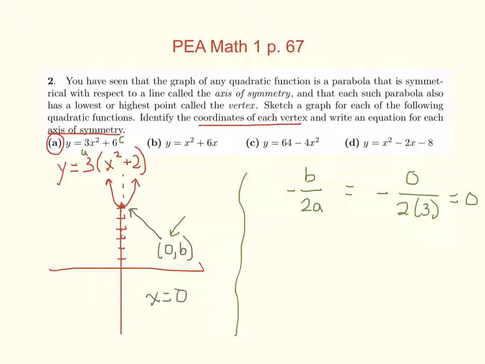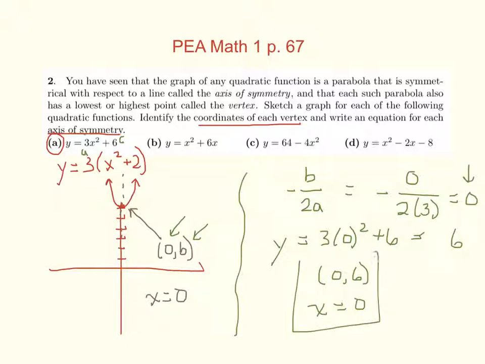You can substitute that in now to get your y-coordinate. Sub that 0 in for x. So 0 squared is 0, times 3 is 0, plus 6 is 6. So there's your y-coordinate, which was right here. So your vertex is 0, 6, and your axis of symmetry is always x equals whatever your x-coordinate is. There's A.